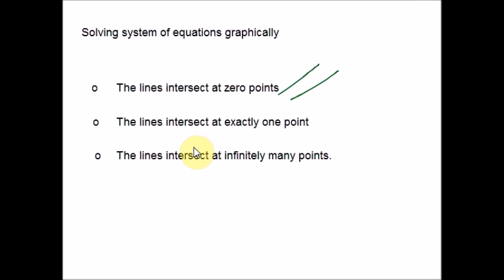And the second case is the lines intersect at exactly 1 point. This is the answer we get in most of the cases. Both the graphs will meet exactly at 1 point. And the third possibility is the lines intersect at infinitely many points. It means the two equations represent the same line. If this is one line of a graph, then the other equation would be exactly on the same line. It means the two lines intersect at infinitely many points. Hope you are clear with the three possibilities.